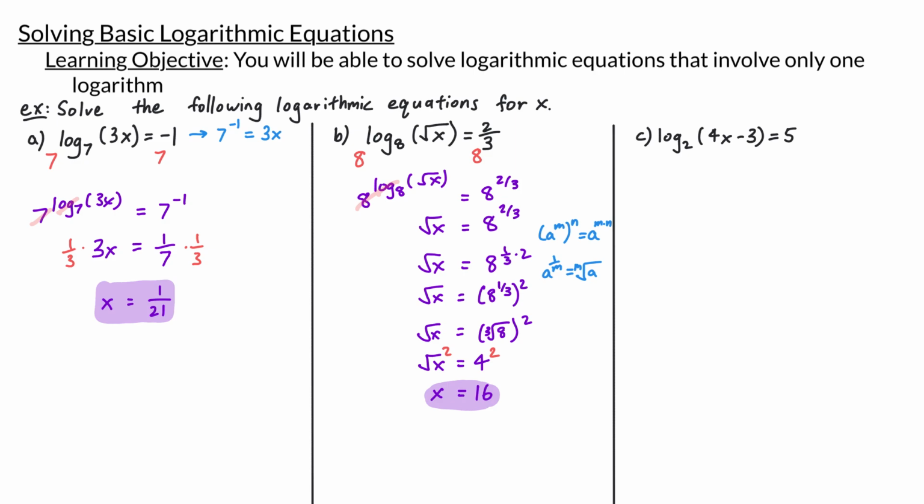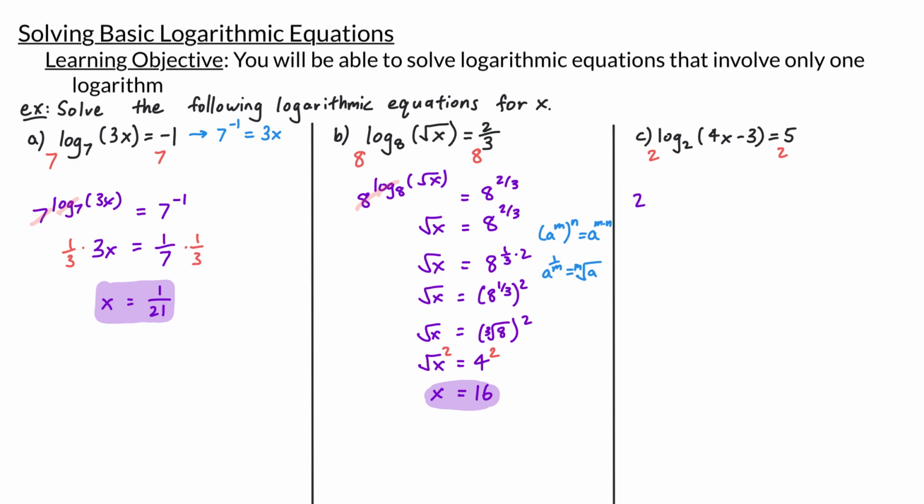Let's try example C now. Here we have log with base 2 of 4x minus 3 equals 5. Again, if you want to get rid of the logarithm, what you'll do is perform its inverse operation to both sides of the equation. The inverse to logarithms is exponentiation. So we'll exponentiate both sides with base 2, meaning we're going to do 2 to the power of the left-hand side and 2 to the power of the right-hand side.